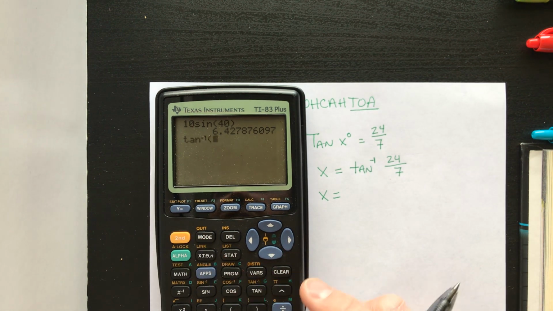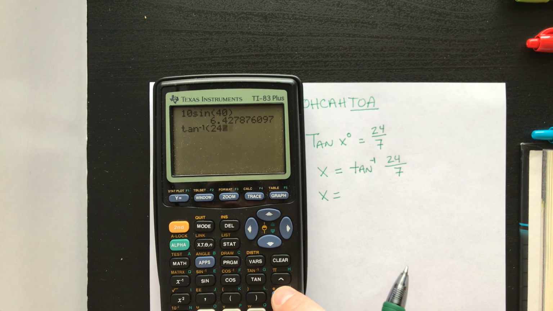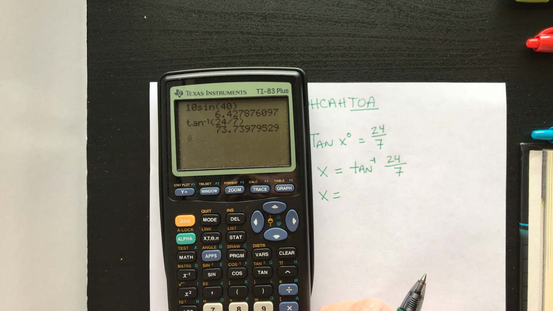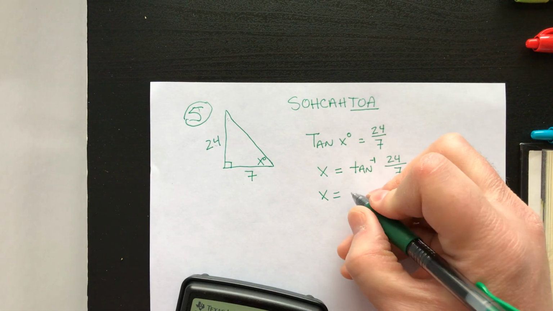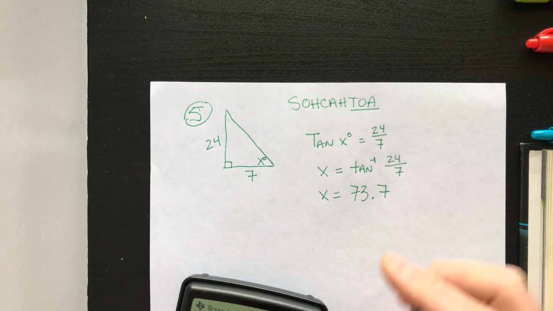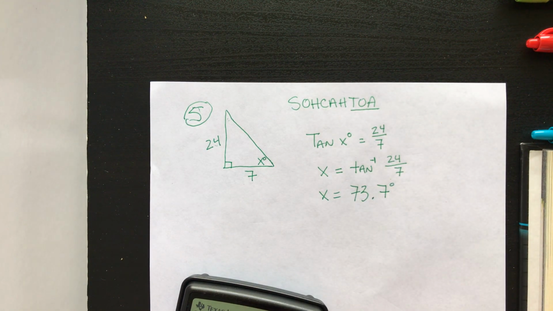So I go to my trusty calculator, all right, and I type in inverse tangent. Notice I had to push the second first. Inverse tangent of 24 divided by 7. So I got 73.7 degrees. There you go. So that angle right there is 73.7 degrees.